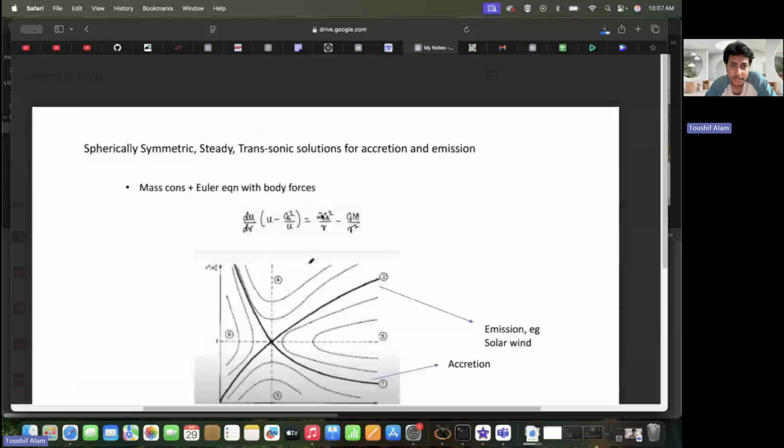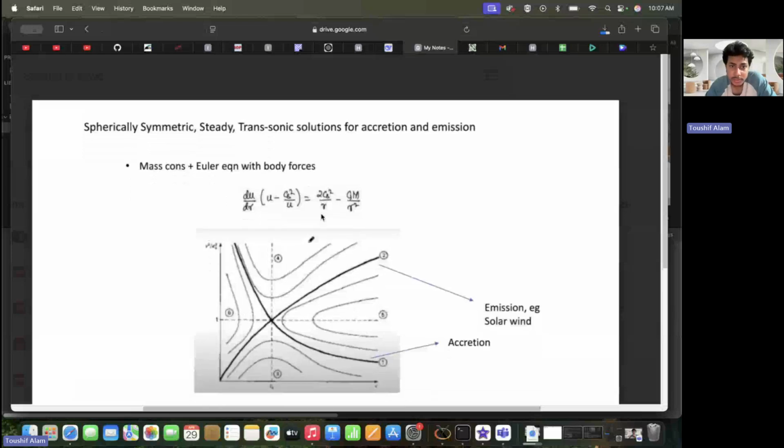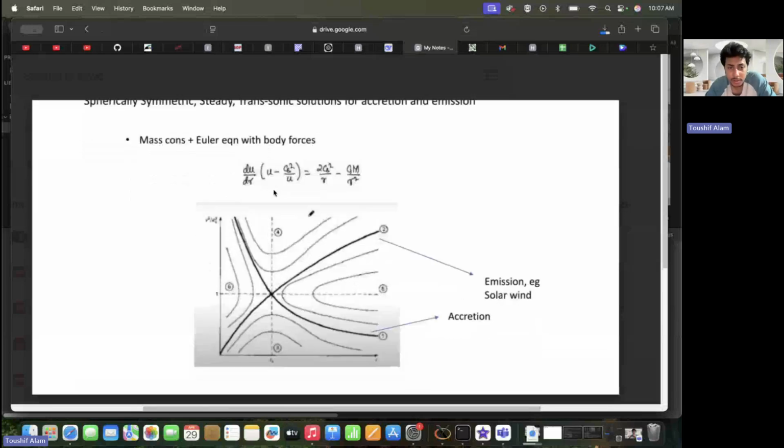For spherically symmetric steady flow, combining them gives (du/dr)(u - c squared/u) = c squared/r - GM/r squared. This is the typical form of Bondi accretion. I think you have come across it in the lecture video. If not, please go and see those videos again.